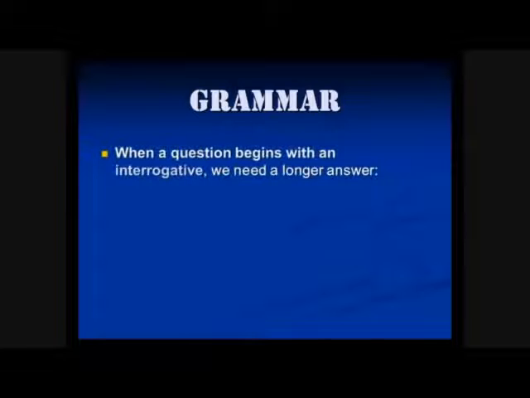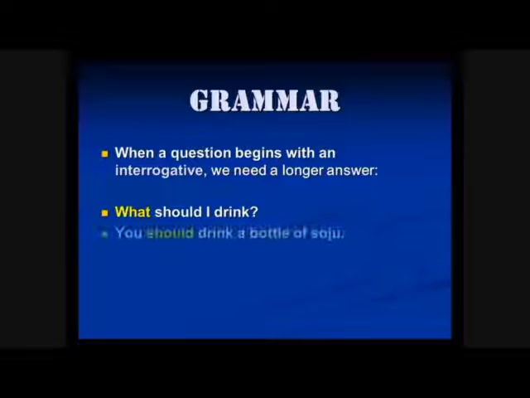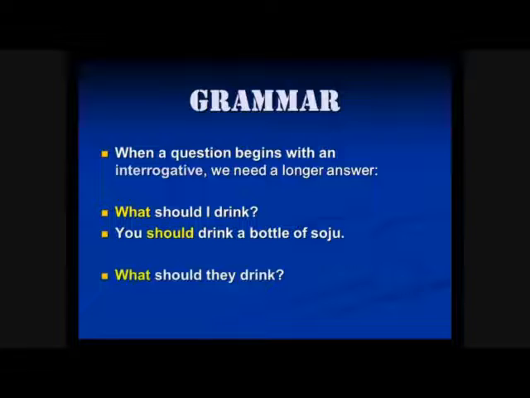Grammar 5. When a question begins with an interrogative, we need a longer answer. Example: what should I drink? You should drink a bottle of soju. Example: what should they drink? They should drink a bottle of Macju.